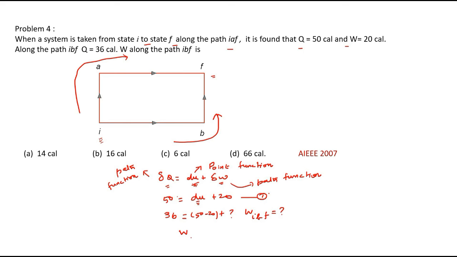Therefore, W IBF is equal to 36 minus 30, since 50 minus 20 is 30. Because this has to go to the left side, the answer is 6 calories. So it is given here: the answer is 6 calories.